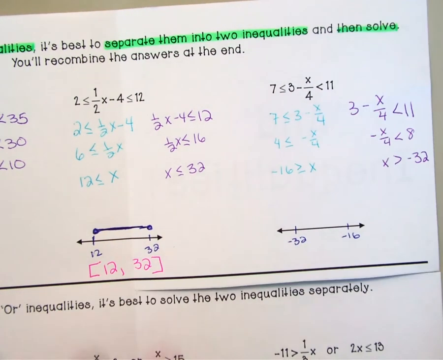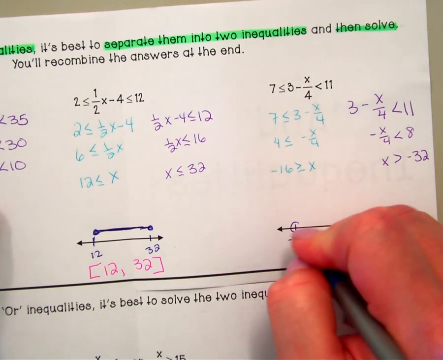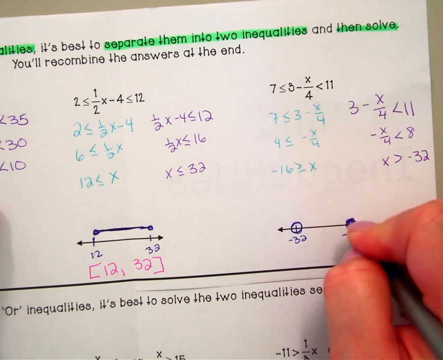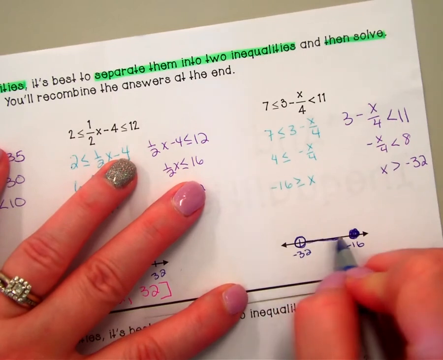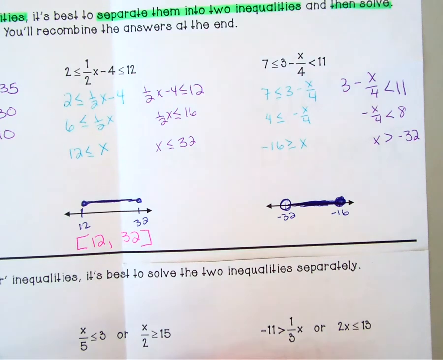So this time my -32, that's actually going to go on the left side of my number line. My -16 is going to go more on the right side. -16 is considered a larger number than -32. I'm going to have an open circle on my -32, closed circle on my -16. I put it on the number line this time just to show you it really does not matter. And my shading is going to go in between them.